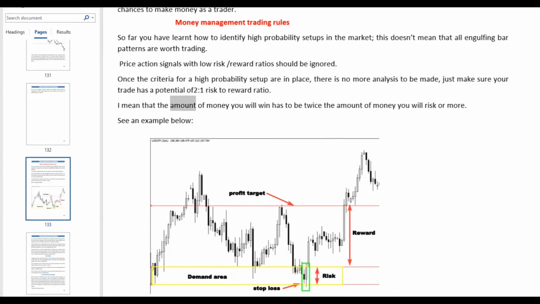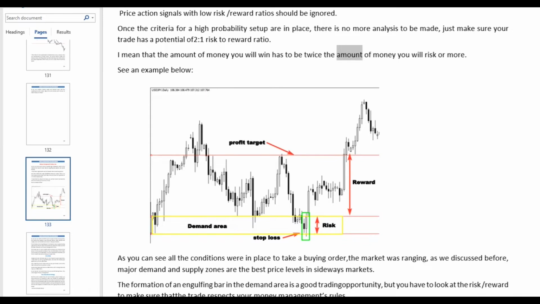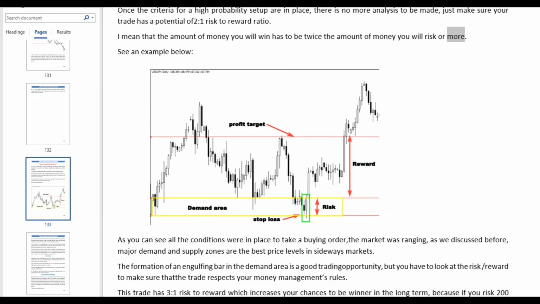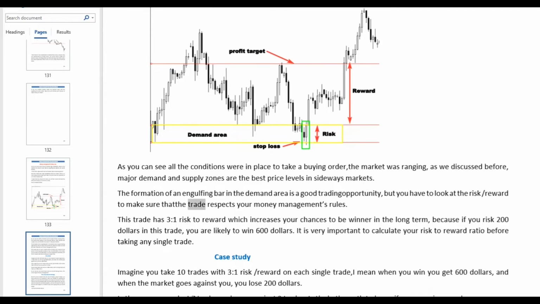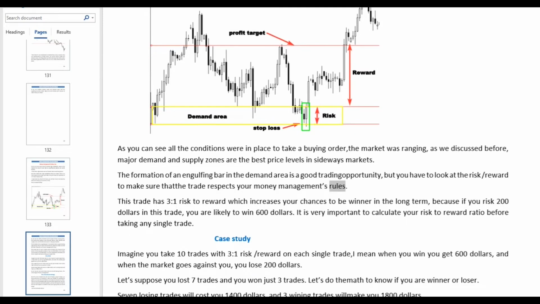I mean that the amount of money you will win has to be twice the amount of money you will risk or more. See an example below. As you can see, all the conditions were in place to take a buying order. The market was ranging. As we discussed before, major demand and supply zones are the best price levels in sideways markets. The formation of an engulfing bar in the demand area is a good trading opportunity, but you have to look at the risk/reward to make sure that the trade respects your money management's rules.